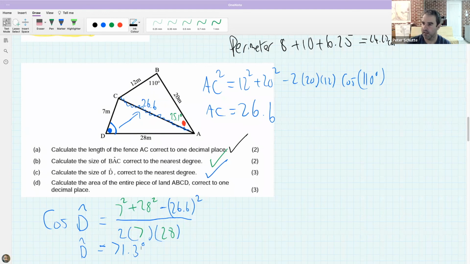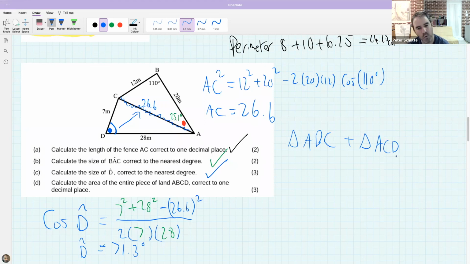Kakleko's hand is up. What is the plan of action, Kakleko? How are we going to find this area? Okay, my plan actually is to find the area of the first triangle, which is ABC. Okay, so triangle ABC, yeah. And then find the area of triangle ACD. Yes, and add them together to find the whole area of that whole piece of land.